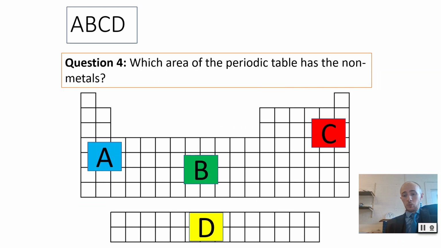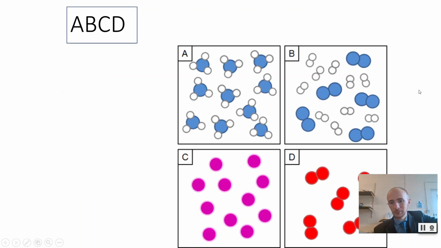Where are the non-metals? Well, C is the answer to that question. A, B, and D are all metals. Most of the periodic table is metals. Only C is non-metals. And on your periodic table, you will be able to see when you look in your planner, it's this little staircase going down like this, and the non-metals end up over on the C side.